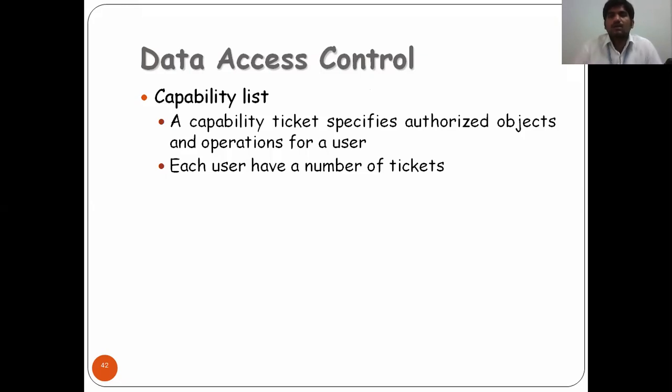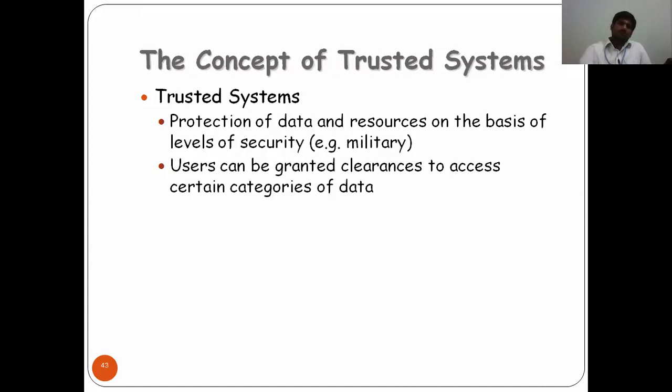So he can write and execute on the program, and he can read and write the segment E. In process two, he can read only segment E. So each user has a number of tickets. Each user may have two or more operations they can do. How many operations can you do?